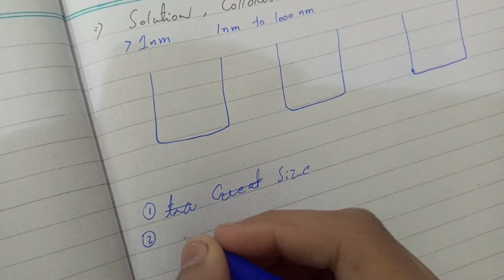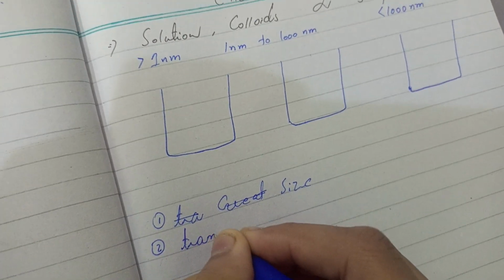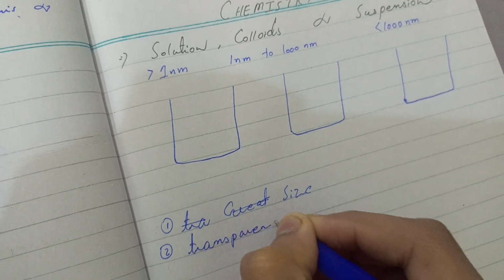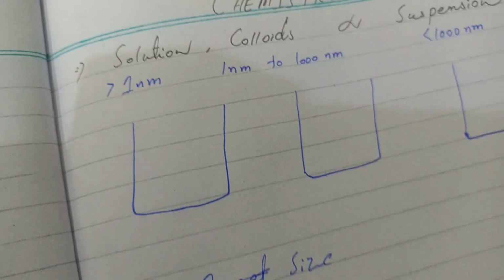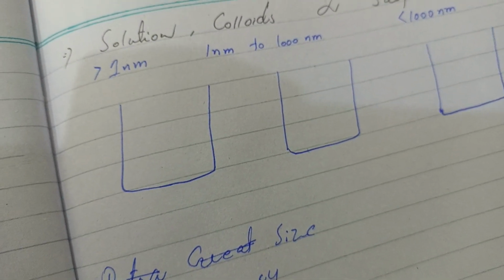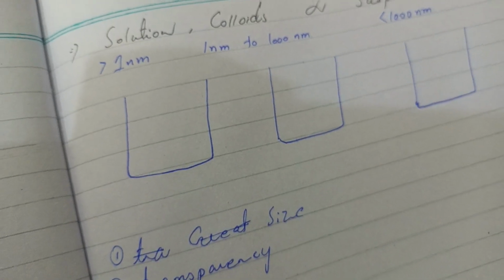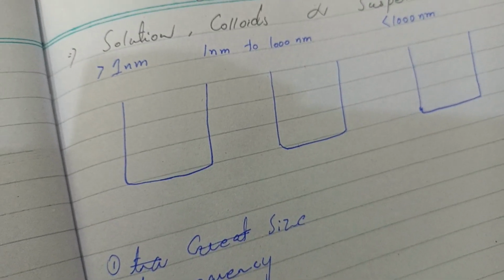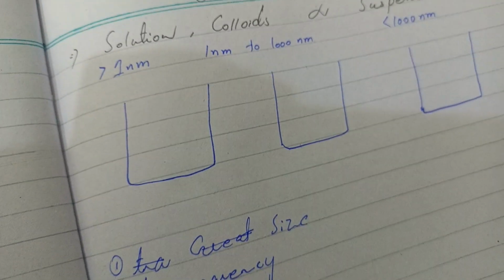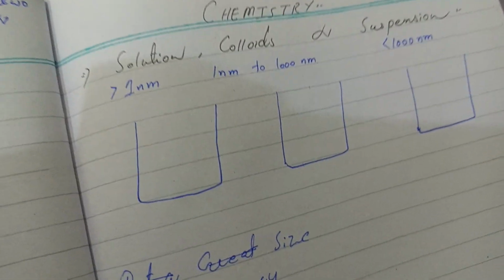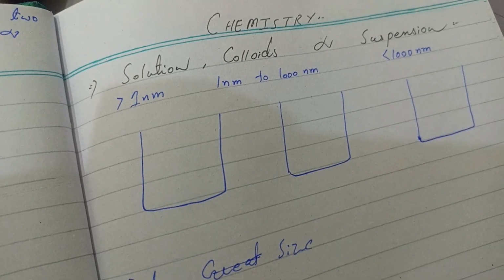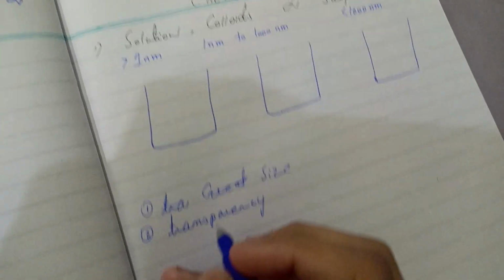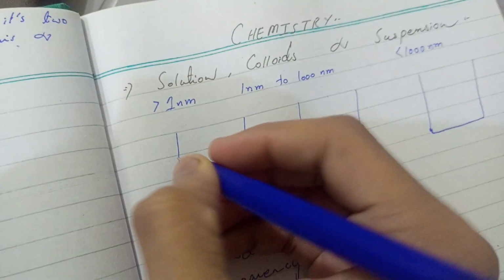Now we have to talk about the transparency. If we talk about the true solution, there's a simple way to recognize it. When you see through a solution, for example a glass of water made of glass, you can easily see through it. Otherwise you will not be able to see through it. So the particles are transparent. You cannot see them.